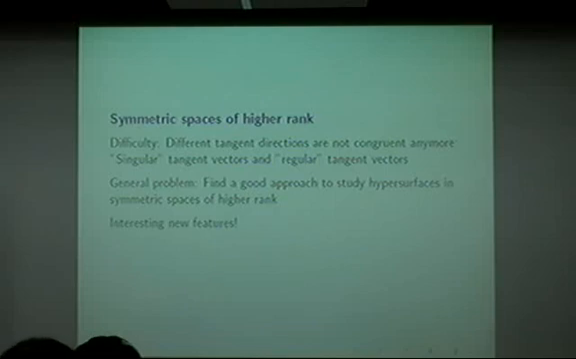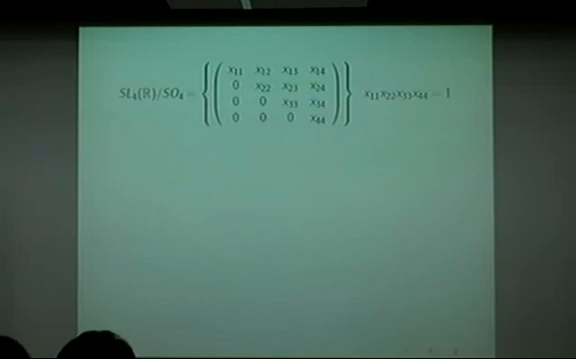And there are also interesting new features that arise there. Here, I'll give one example. Here is an example of a symmetric space of non-compact type. It's a 9-dimensional manifold. It's SL(4,R) over SO(4). So this can be realized as the set of all upper triangular matrices with real coefficients and determinant 1.